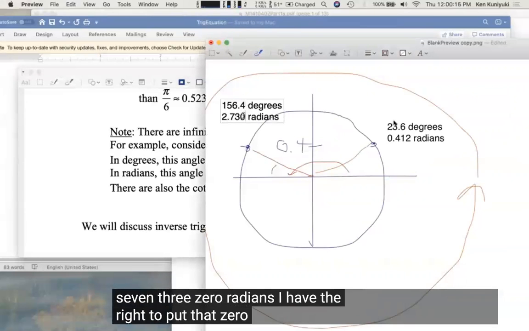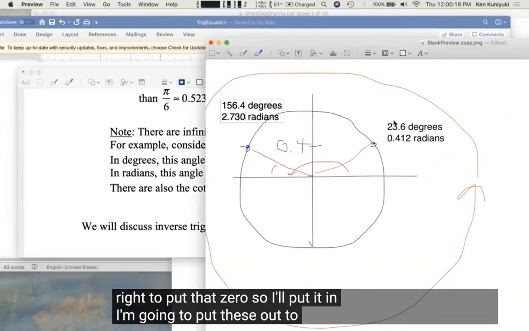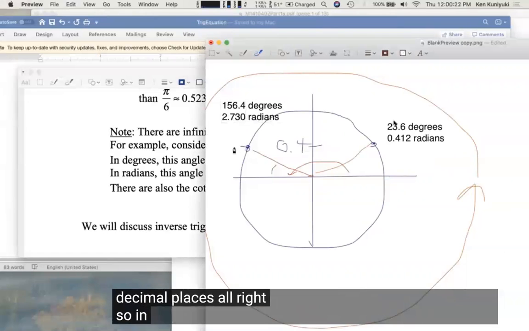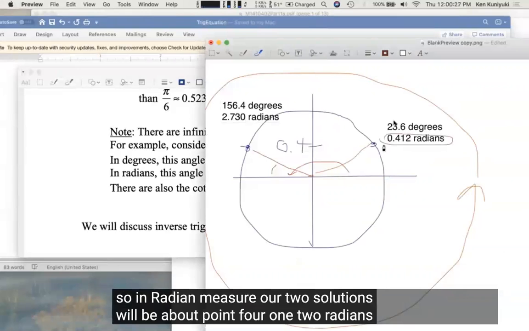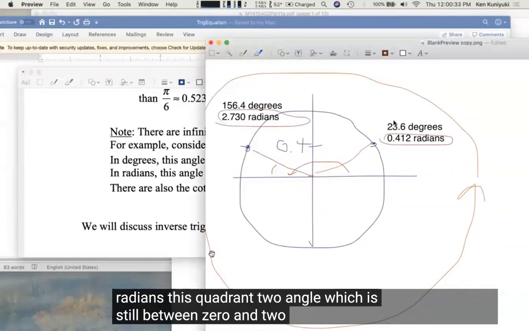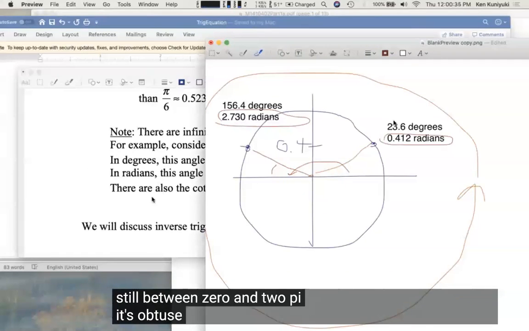I have the right to put that 0, so I'll put it in. I'm going to put these out to 3 decimal places. All right. So in radian measure, our 2 solutions will be about 0.412 radians and about 2.730 radians, this quadrant 2 angle, which is still between 0 and 2 pi. It's obtuse.